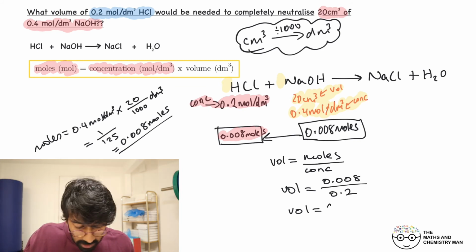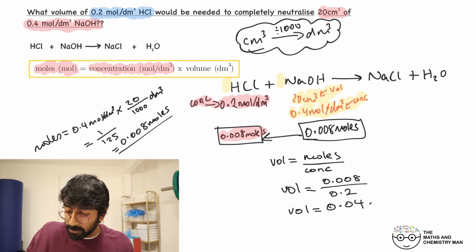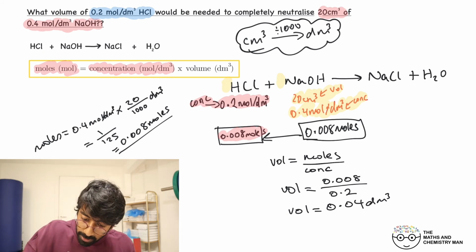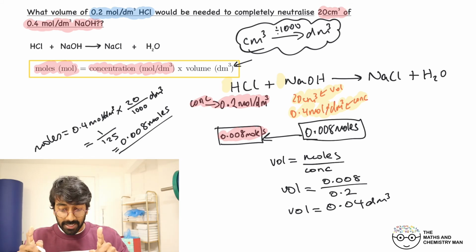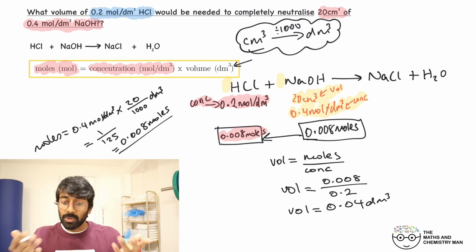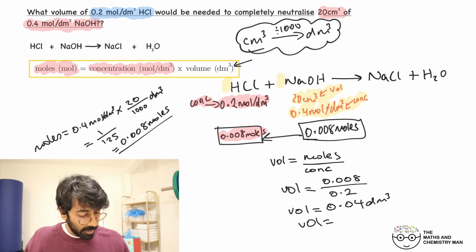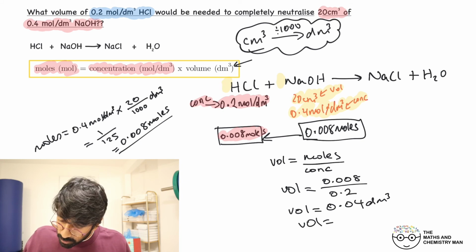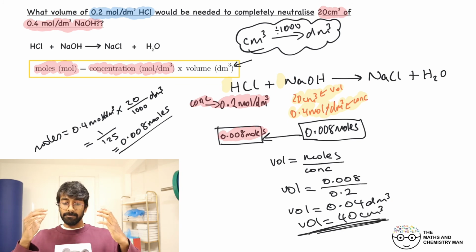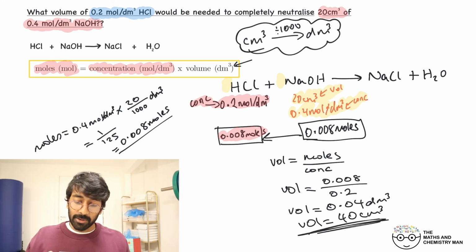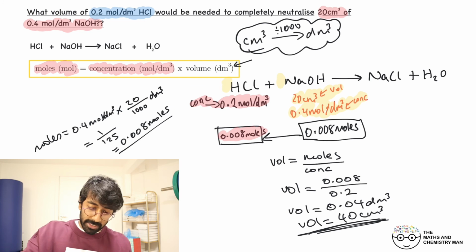That equals 0.04. Now you must remember that this is going to come out in dm cubed. Remember, dm cubed is what that formula gives you. A lot of the time though, you're going to have to give your answer in cm cubed. So how do I change this to cm cubed? Just times it by 1,000, and that's 40 cm cubed. And there it is, done. Nice easy calculation there using this formula.